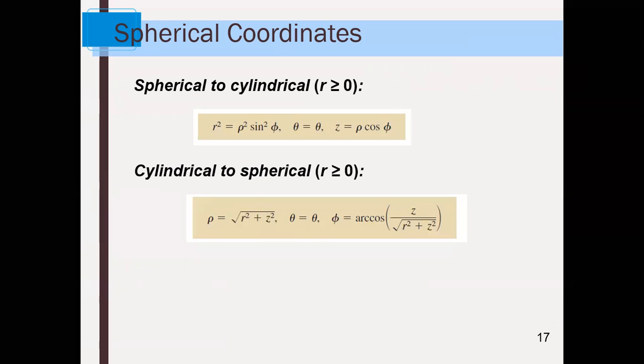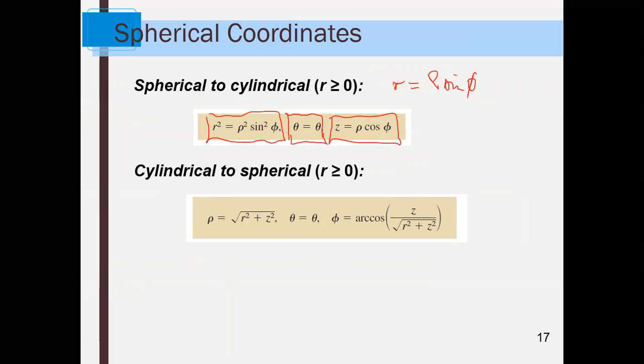So what about spherical to cylindrical? Well, I know from the previous slide that r is equal to rho sine of phi. So that's where this equation comes from. Just to make sure that in the case where r is negative, this equation still works out. And of course, theta is just theta. I mean, what could be easier than that? And then z, of course, is rho cosine of phi.